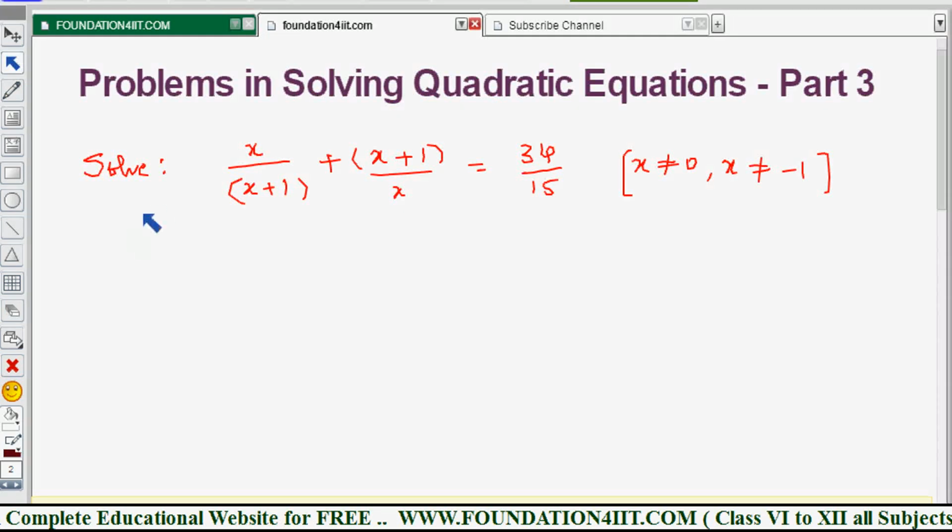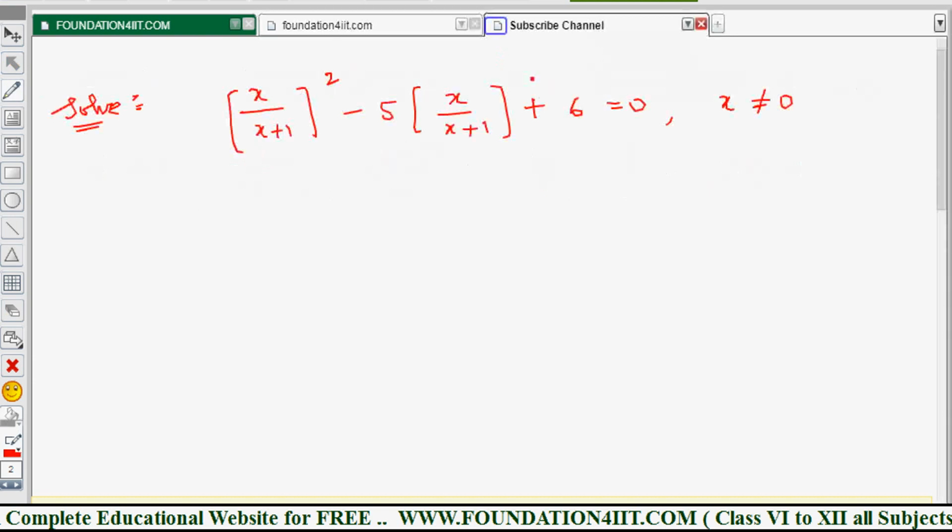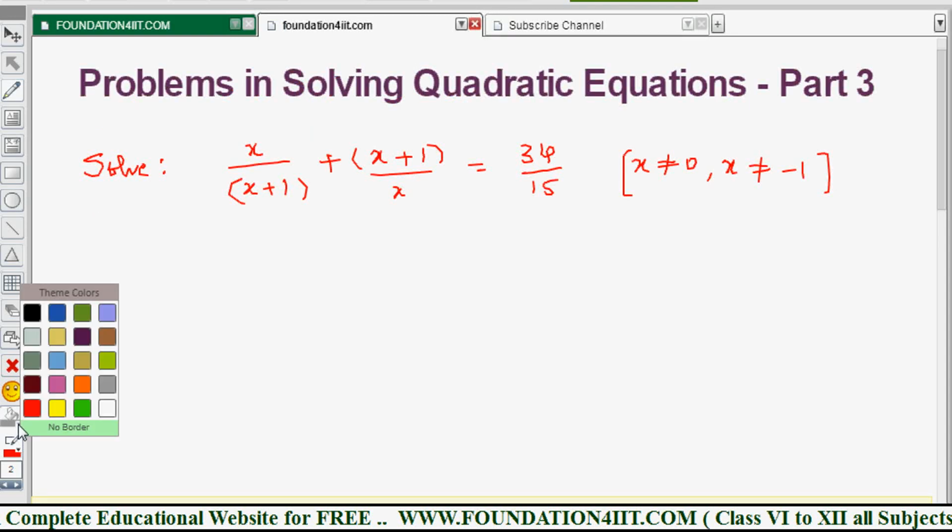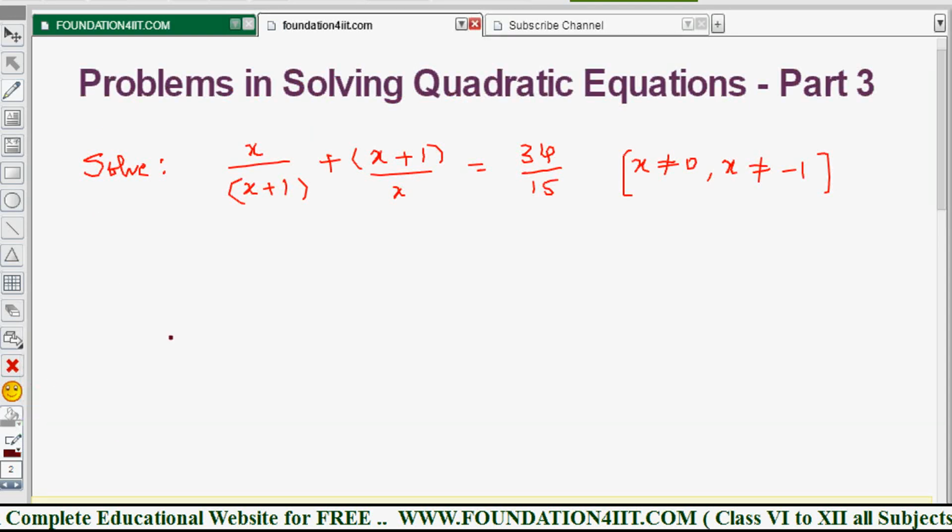Now let us see some more examples. When the question is like this, x by x plus 1 plus x plus 1 by x, just like a reciprocal, is equal to 34 by 15. So let us make this into general form, like ax square plus bx plus c is equal to 0, and let us solve. Next we will see another type of question also. Let me solve this first. If you know already, you can try yourself, or you can see now.